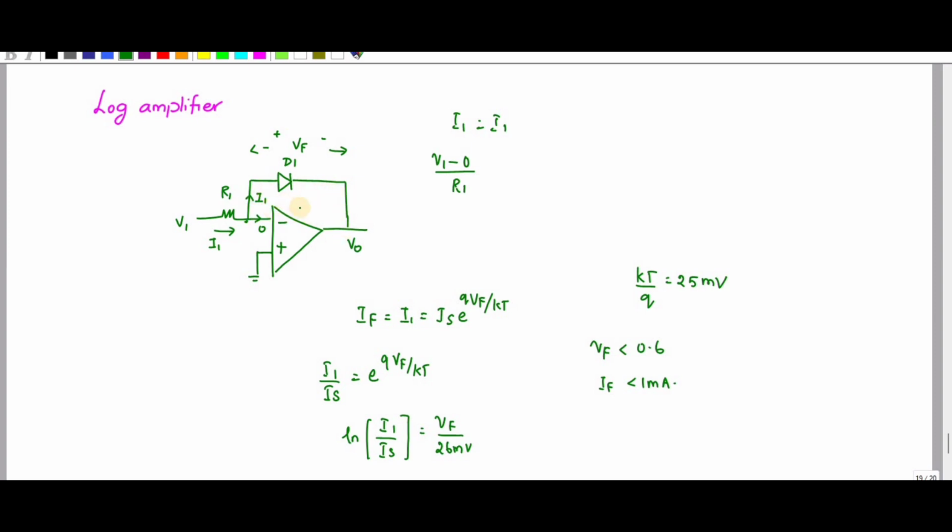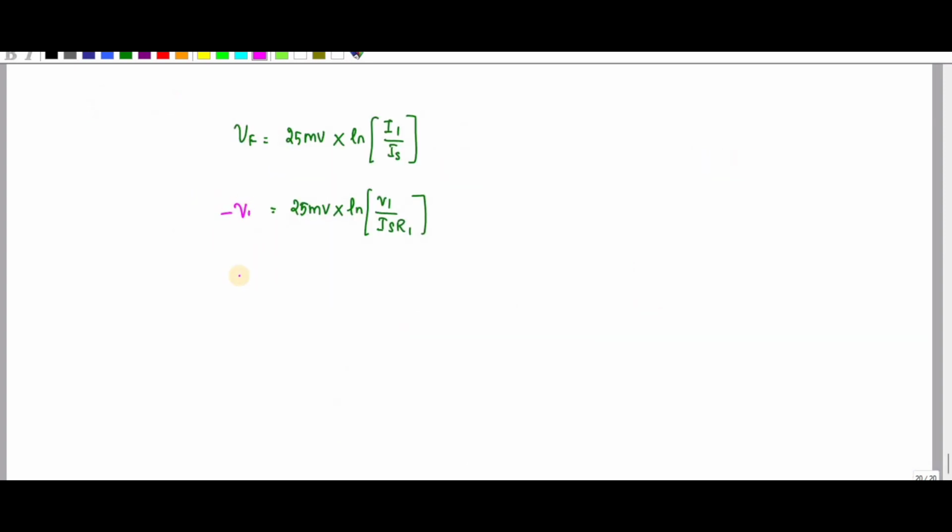From this path, I can write 0 minus V0, that is equal to the voltage across this one. That is nothing but VF. So I can write VF is equal to minus V0. So substitute in this equation. So V0 is equal to minus 25 millivolt ln V1 divided by IS R1.